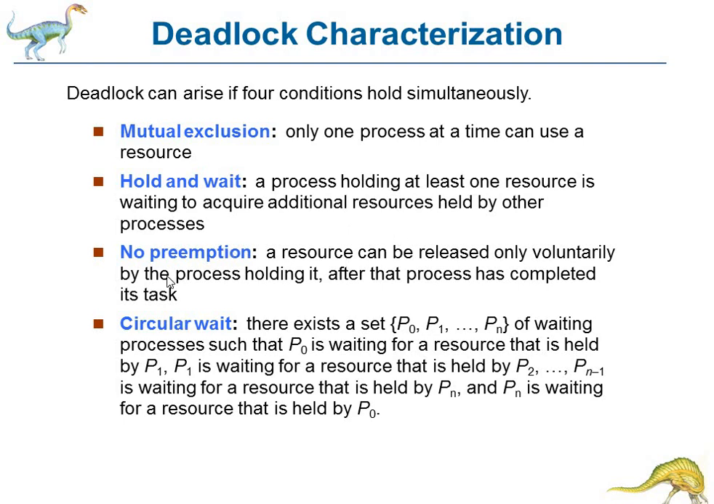The next one is no preemption. A resource can be released only voluntarily by the process holding it, after that process has completed. One resource is held, then it waits for another resource. After completing the process, it releases the resource. That is called no preemption.